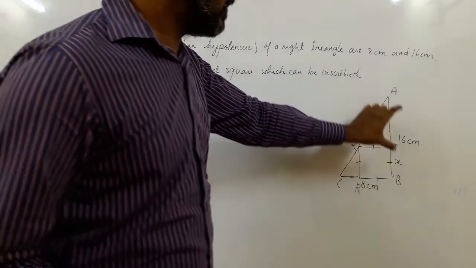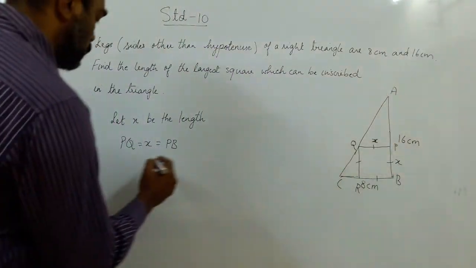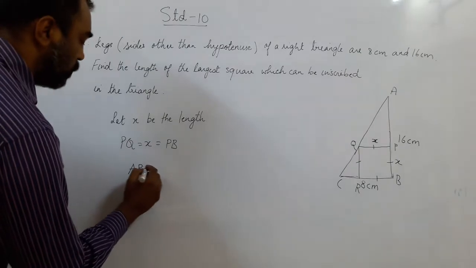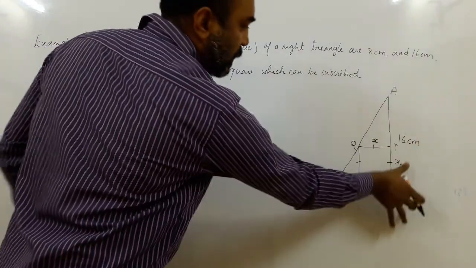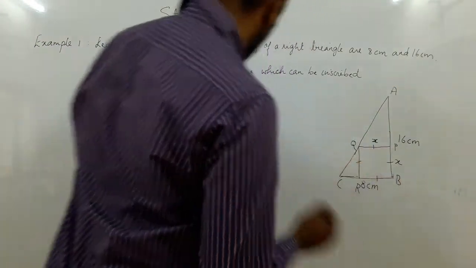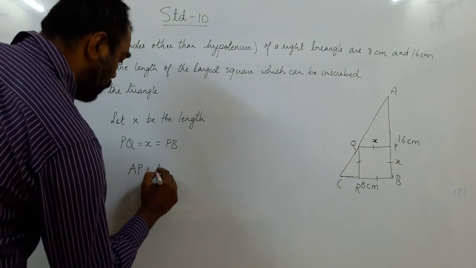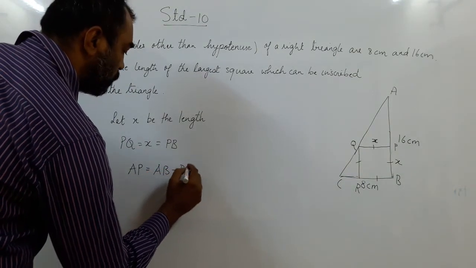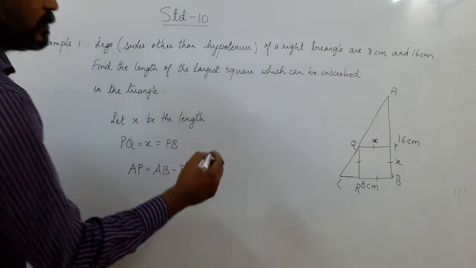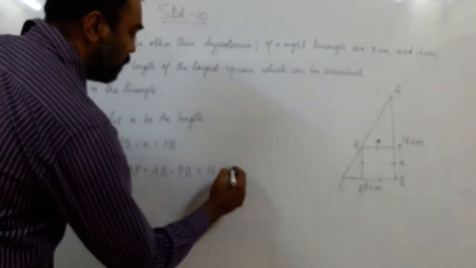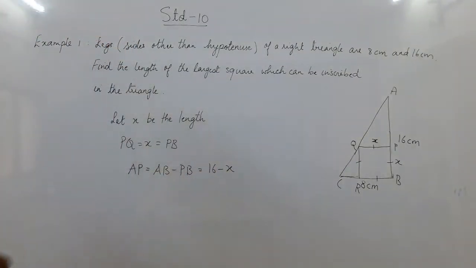So if PB is X, how much is AP? AP is AB minus PB. AB is 16, PB is X. So we get AP equal to 16 minus X.